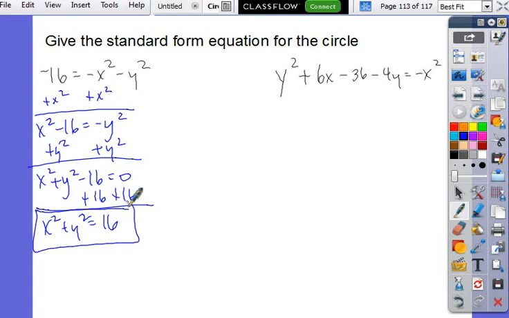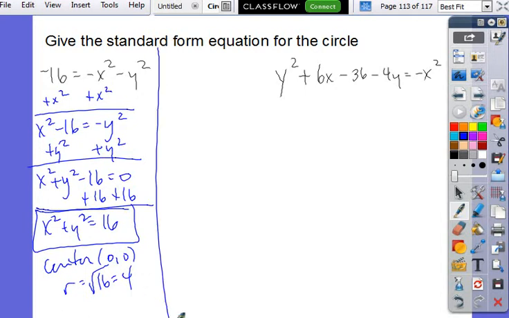What's the center? 0, 0. Radius? 4. So you just get that and then you just write that, that's the easy version. That's the basic. Tell you what, do this right here.